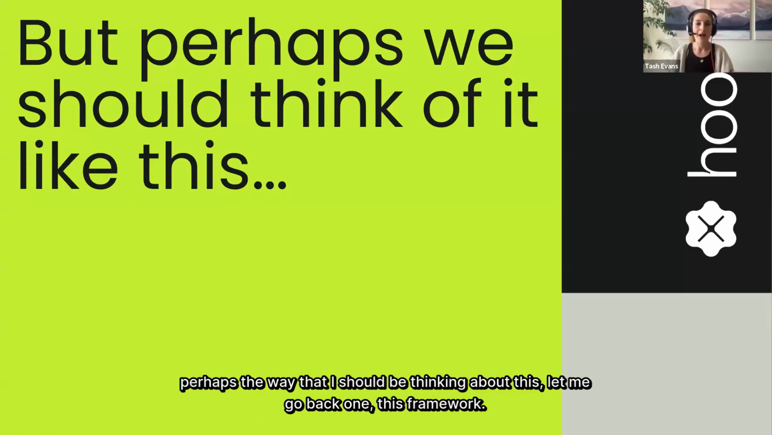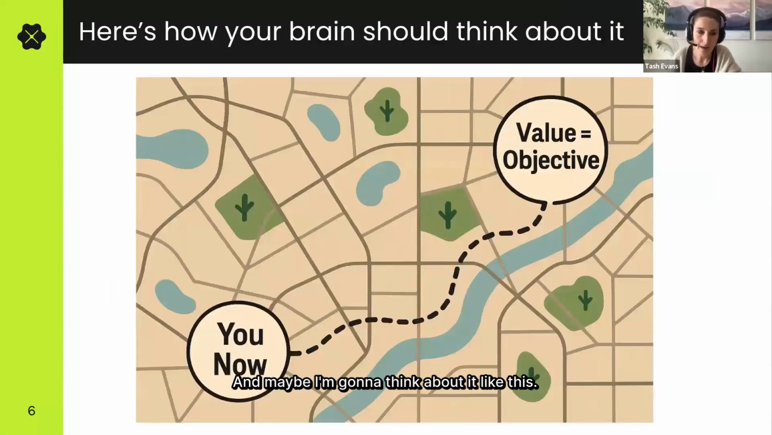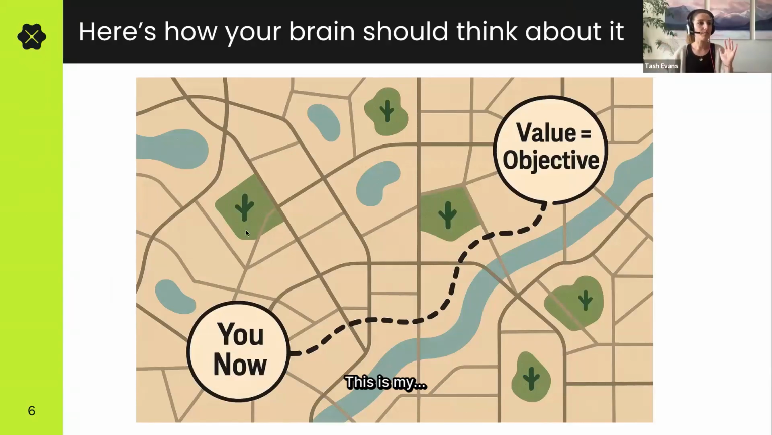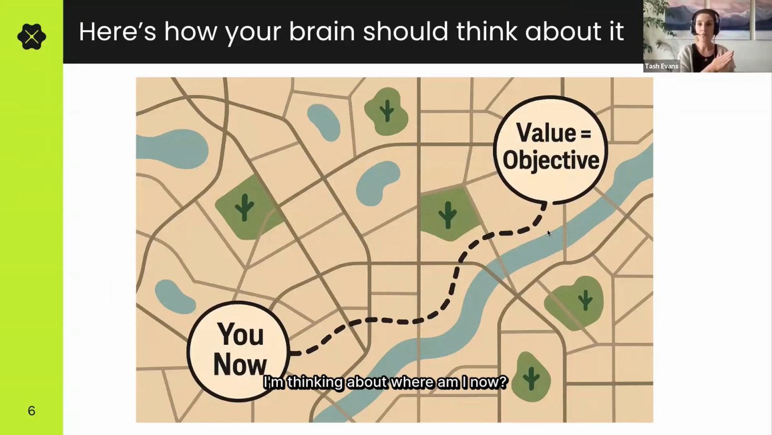So perhaps the way that I should be thinking about this, let me go back one, this framework. So perhaps the way I should be thinking about it is a little bit different. And maybe I'm going to think about it like this. So the first thing that I'm encouraging you to think about is this is your path to value. This is my terrible attempt at having a map up here, but hopefully it does the idea justice. I'm thinking about where am I now? Where do I need to get to with this customer?